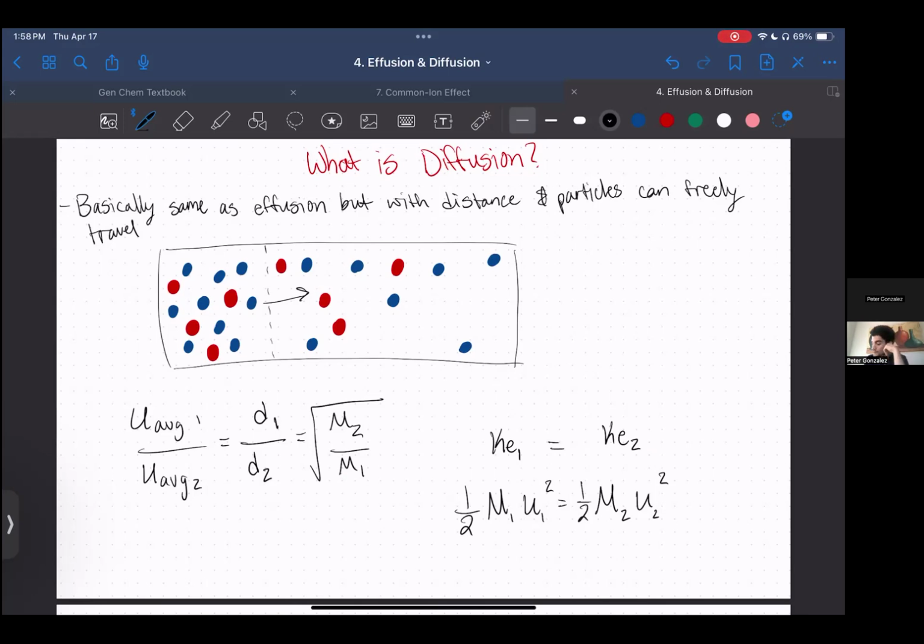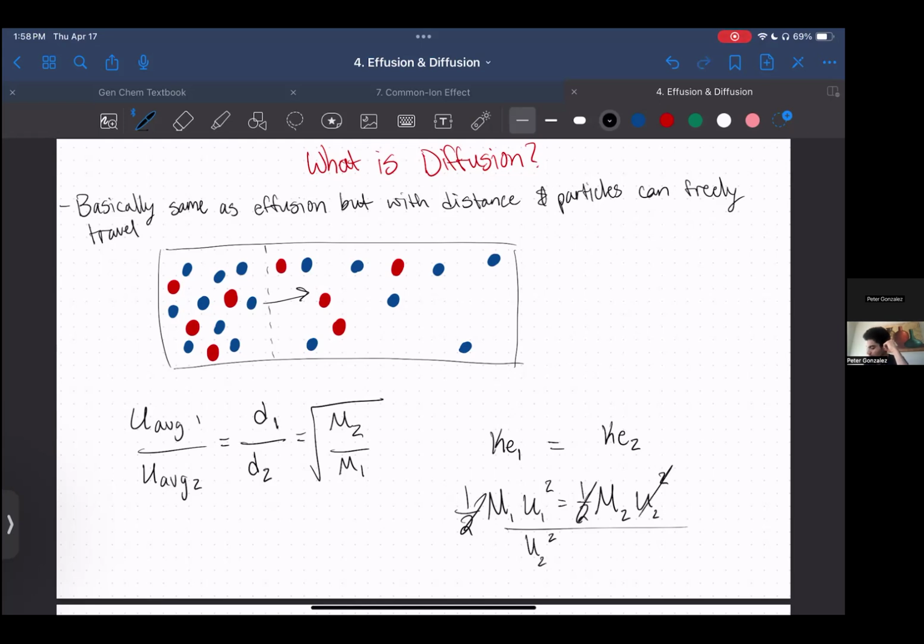And now we just simplify it. So this 1/2 cancels out, multiply each side by two. And then we want to get that ratio of the rate of one over the rate of two. So we will divide both sides by u1 squared, canceling that. And then I'll divide both sides by m2. Oh, wait, no, that's wrong. Oh, come on, I was so close. Let's divide both sides by u2, my bad.